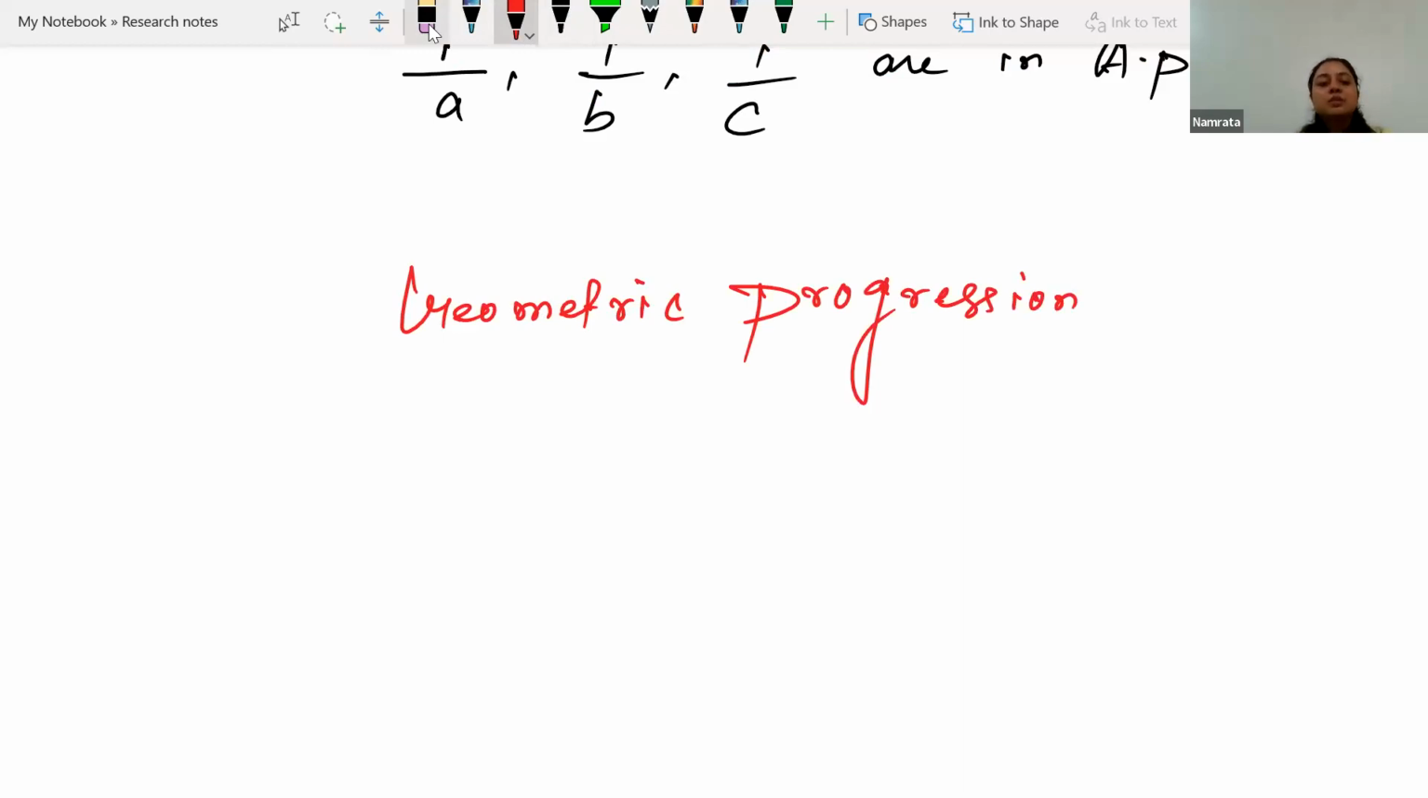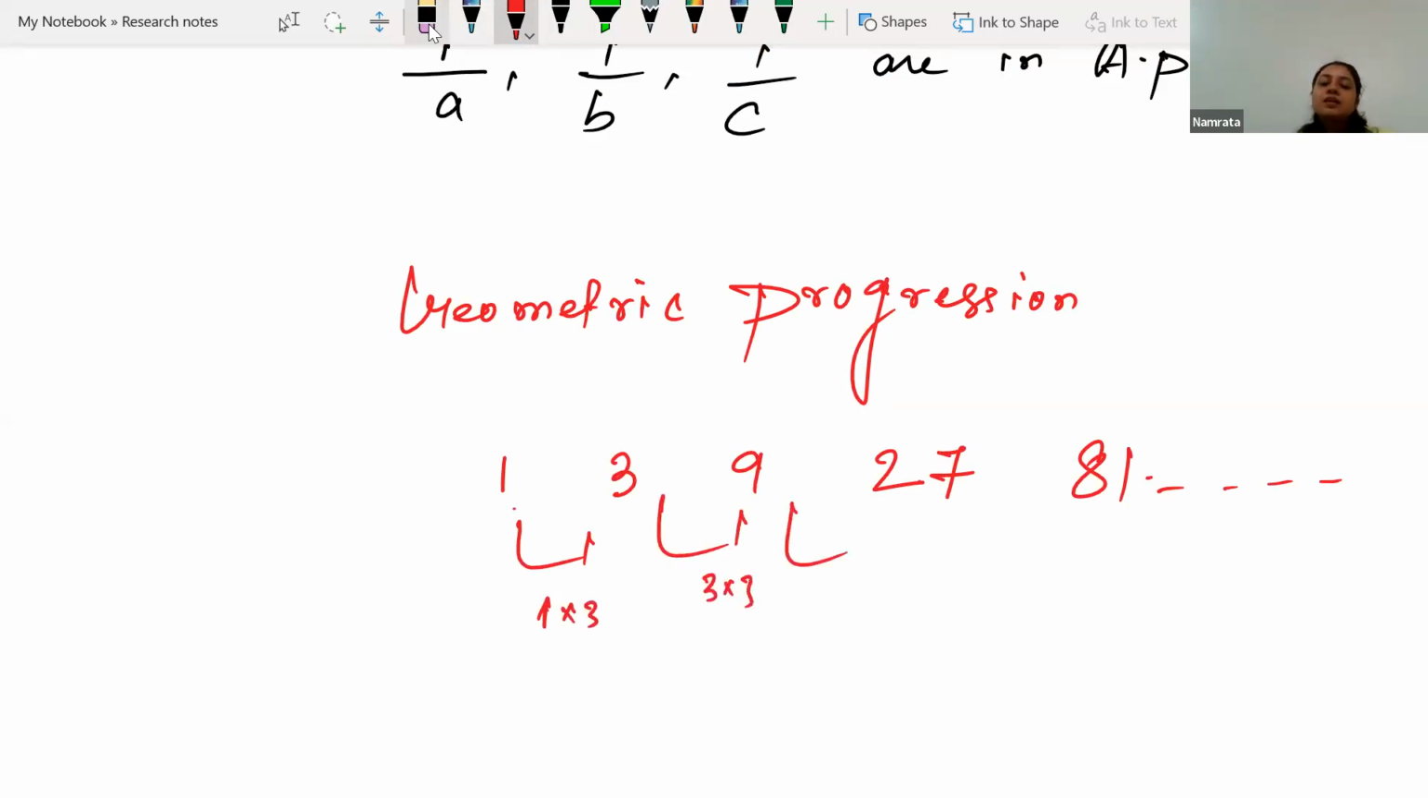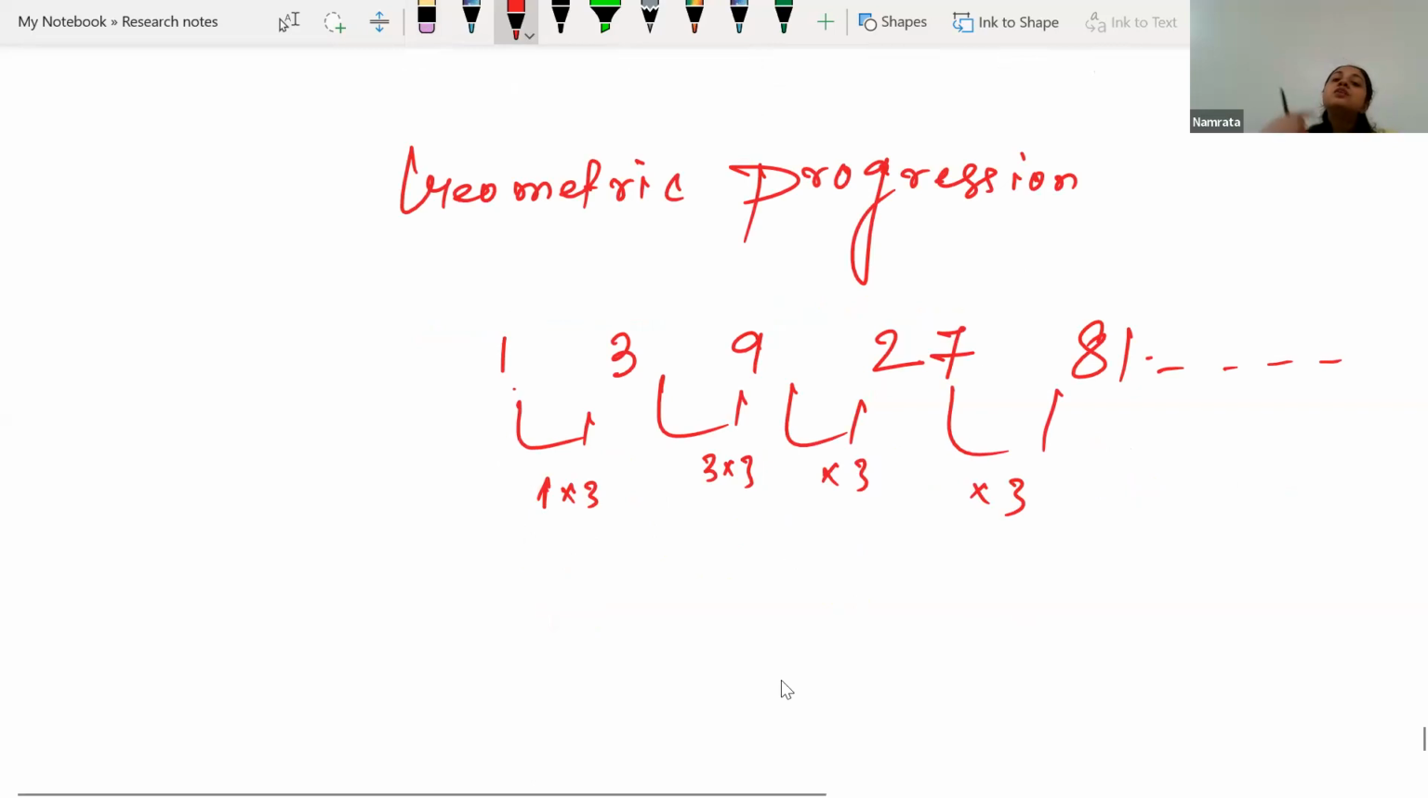So the sequence can be like 1, 3, 9, 27, 81. If you see this sequence carefully, 1 into 3 is 3, 3 into 3 is 9, 9 into 3 is 27, 27 into 3 is 81. So rather than adding something to each and every term, here something gets multiplied. There we had a common difference because we were finding the difference of the second term and first term. Here we will have a common ratio.